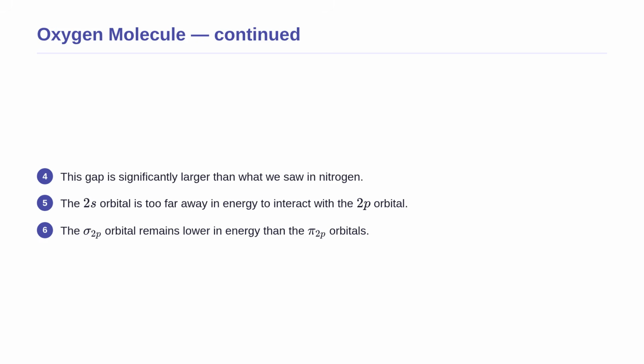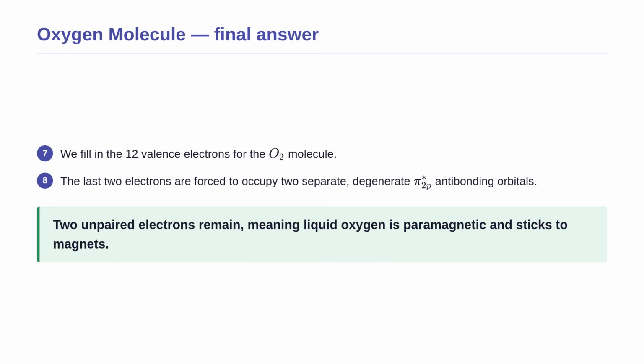Continuing with our oxygen example, we can see that 15.9 electron volts is a significantly larger gap than we saw in nitrogen. Because the 2s orbital is pulled so much deeper into the atom by the higher nuclear charge, it is simply too far away in energy to interact with the 2p orbital. Therefore, sp mixing does not occur to any significant extent. The molecular orbitals will follow the normal expected order, where the sigma 2p orbital remains lower in energy than the pi 2p orbitals. Let us finalize the oxygen molecule by filling in its 12 valence electrons.